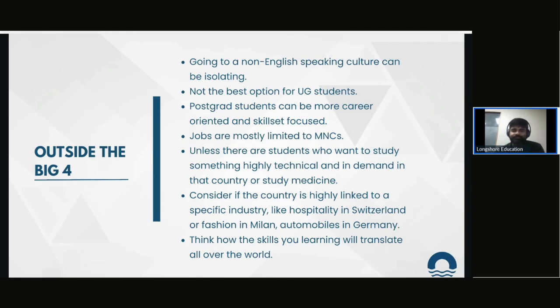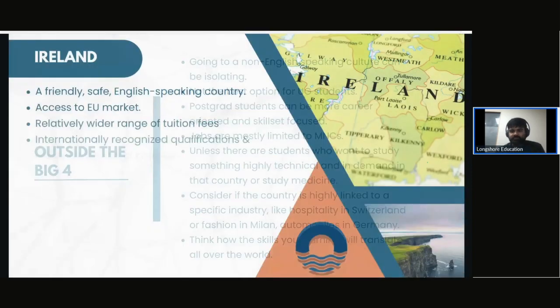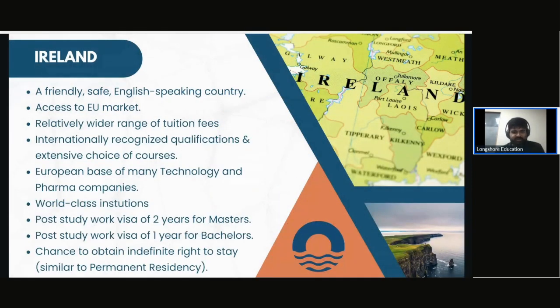So alternative destinations. There is no problem in starting with Ireland. It is an EU country, a member of the European Union. The island itself is divided into two parts: the Republic of Ireland, which is an independent country, and Northern Ireland, which is part of the United Kingdom. It is a friendly, safe, English-speaking country.